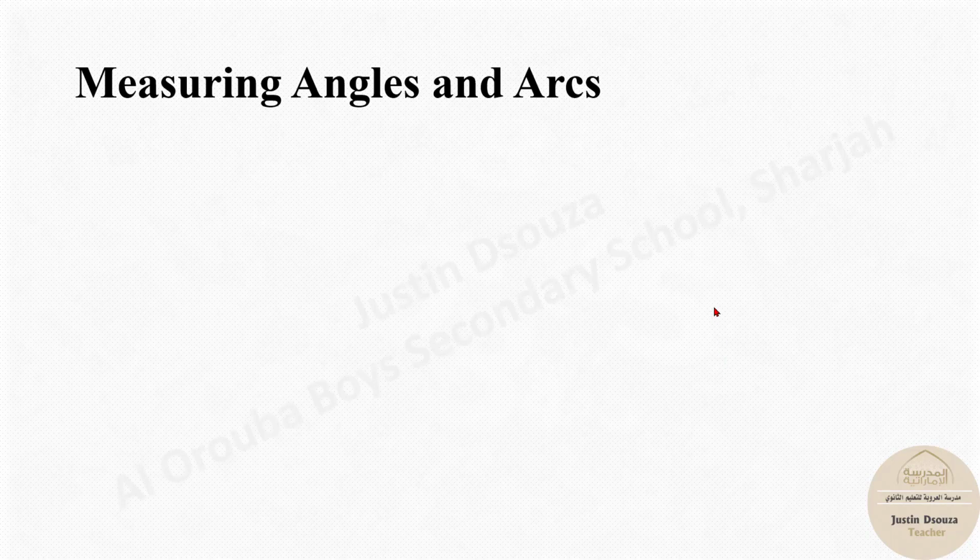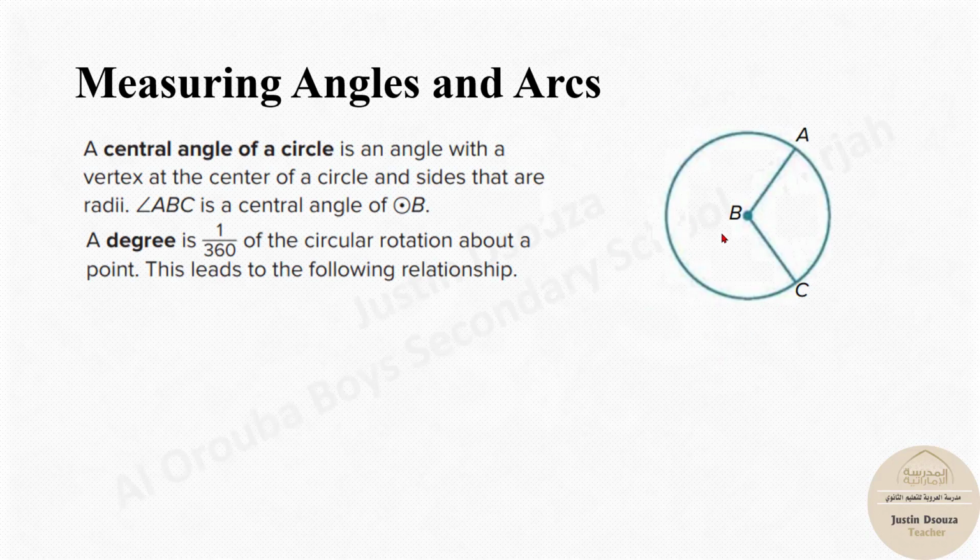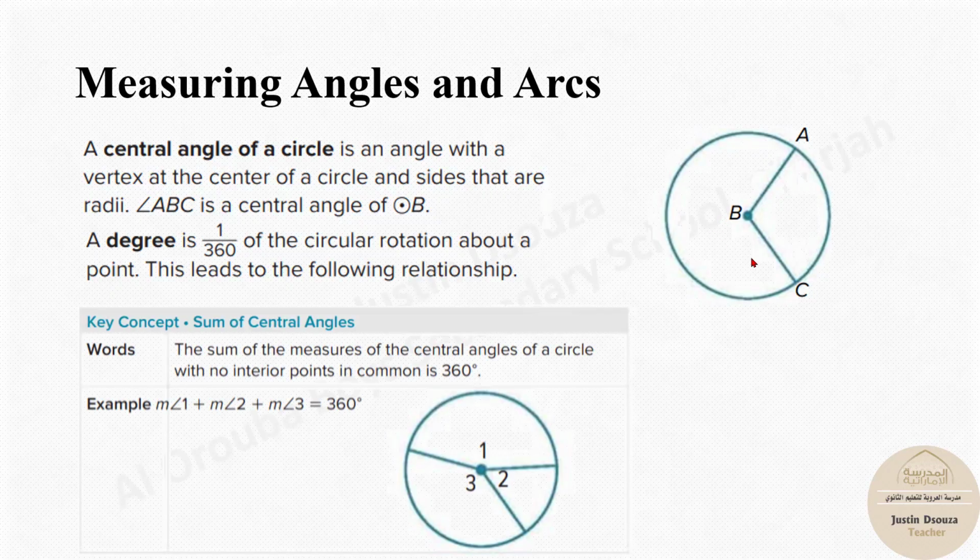Measuring angles and arcs. You can see this figure. There are two radii and both of them join at the center B. A central angle of a circle is basically formed whenever two radii touch at the center. These two radii form this angle, and this is the arc. For example, ABC is a central angle because the vertex of these two radii is at B.